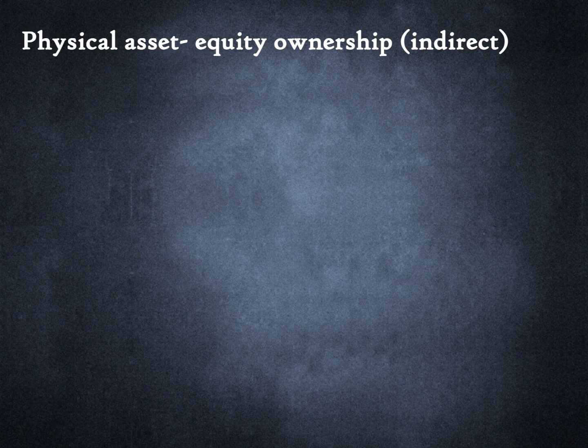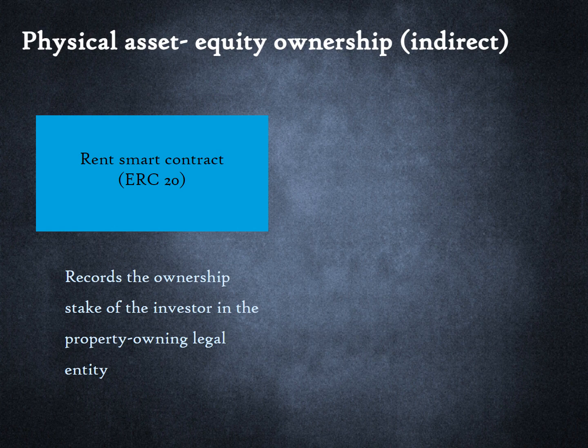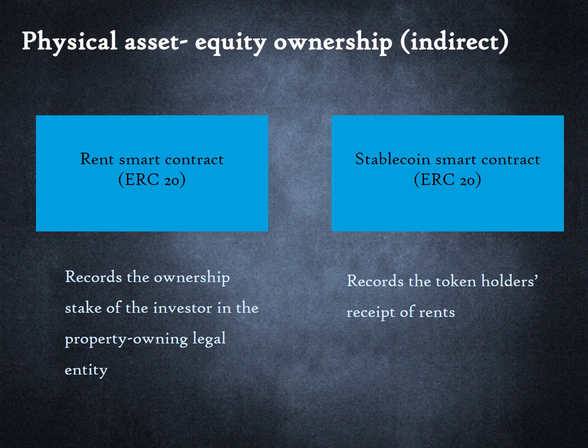Hence, we can view the Ethereum address owner of the holder to consist of two ERC-20 smart contracts. One is the token held with the Argus property smart contract. This records the ownership stake of the investor in the property owning legal entity. The second are tokens held with the stablecoin smart contract. This records the token holder's receipt of rents.